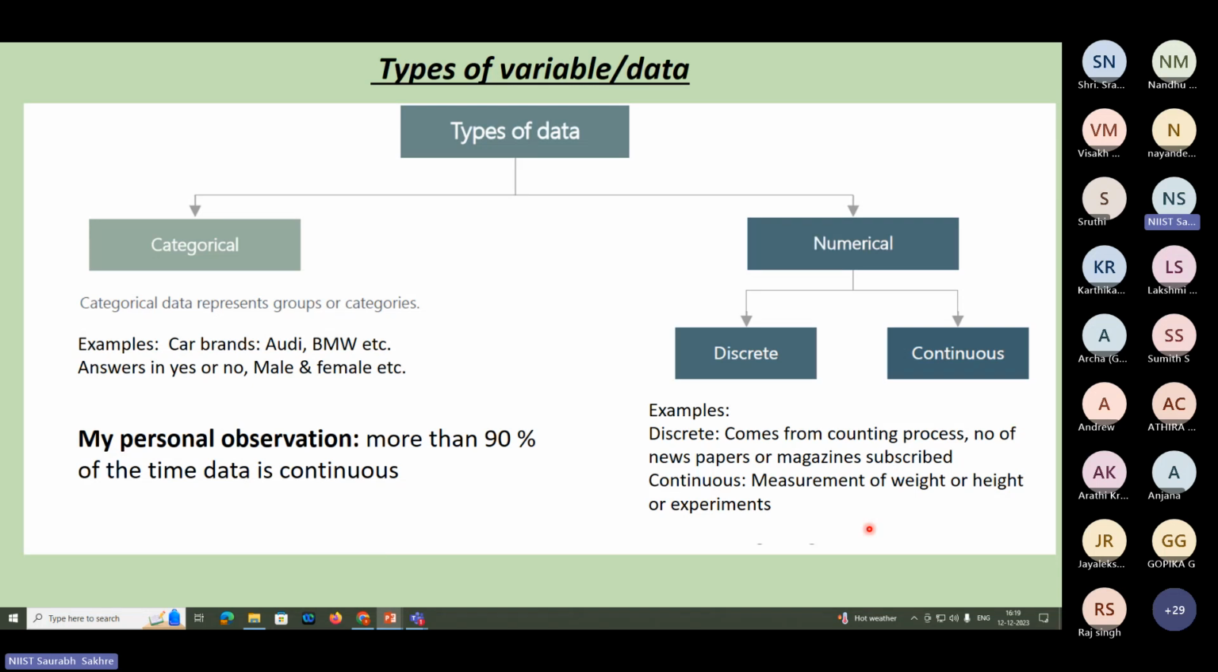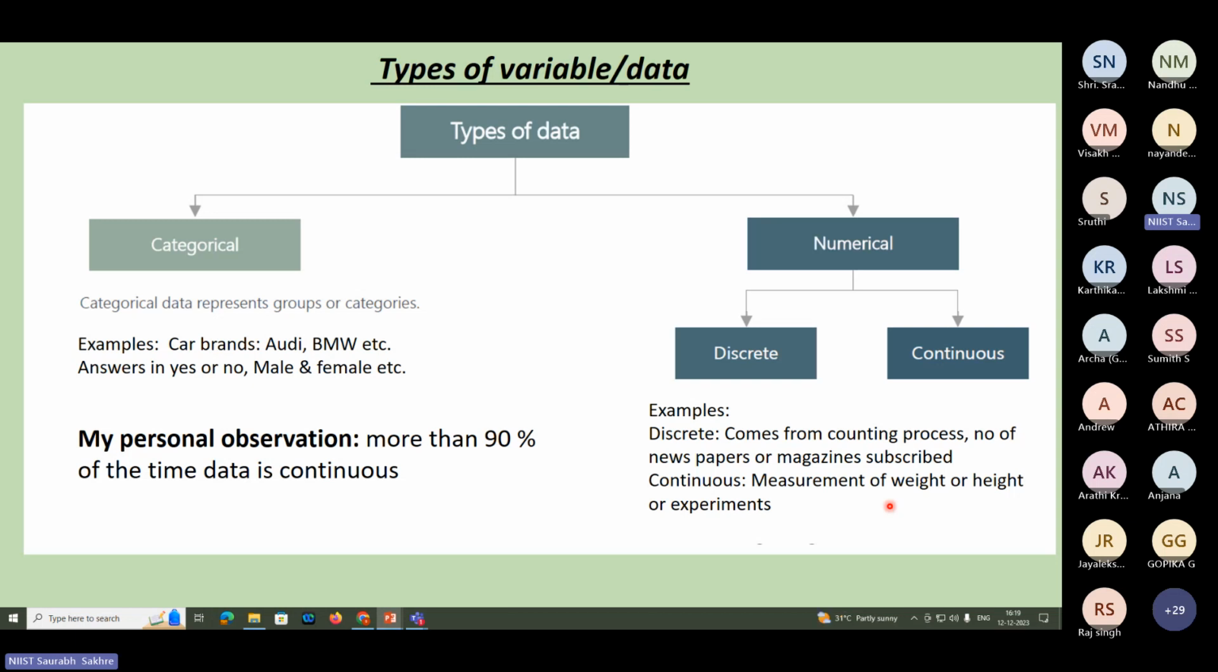If it is not clear to you, listen to it cautiously, because I'll be asking you after some time. So I hope discrete data and continuous data is clear to you. Just to make it clear, when something comes from a counting process and you cannot take a value in between, that data is known as discrete data, as the name indicates. And continuous data is something which comes from measurement of weight or height or an experiment, and it can take any value between two variables. That is known as discrete or continuous.